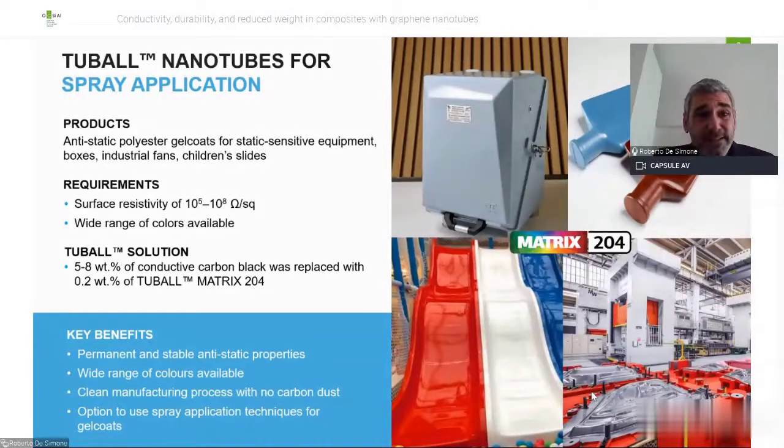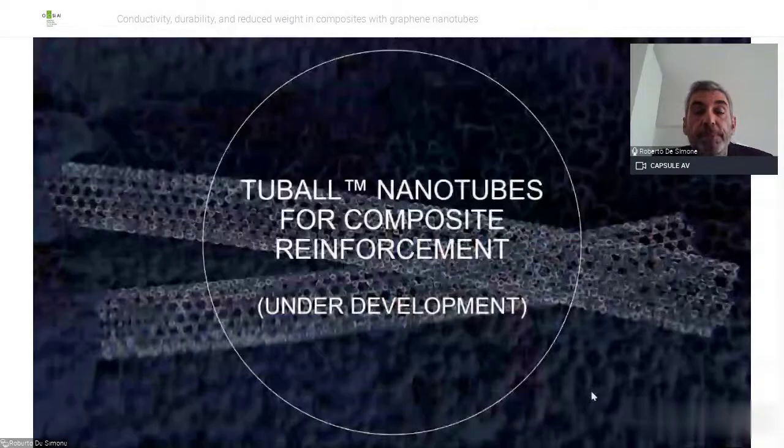So, as I highlighted before, it's really a sensitive topic for different kinds of electronic industry, or for pipes and tanks, or for different kinds of industrial requirements when surface or volume resistivity is needed: to use tubal to reduce the impact on the viscosity, to achieve different colors, and to keep mechanical properties with a very stable range of resistance.